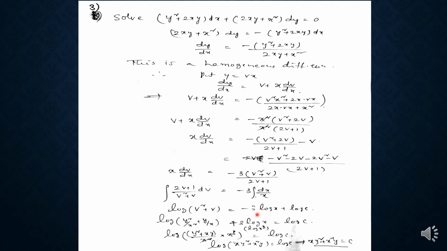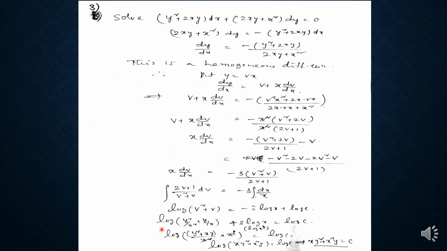is log x, minus 3 log x, plus take the constant also in logarithmic terms, that is log c. Now put v equal to y/x, so v² becomes y²/x² plus y/x. Minus 3 log x can be written as plus 3 log x is equal to log c. Here 3 log x means log x³. This is in the form of n log x, which can be written as log x to the power n, that is log x³.